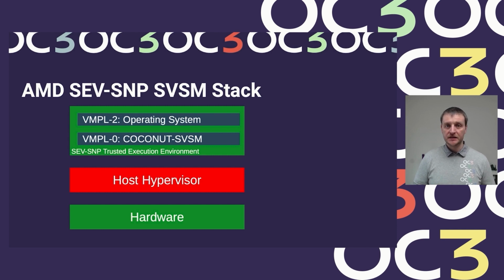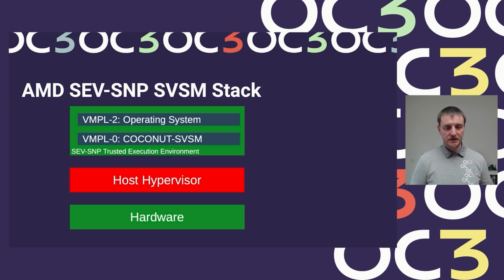Where does the SVSM fit into the virtualization stack, into the confidential virtualization stack? As you can see here, COCONUT-SVSM runs within the trusted execution environment. It runs there together with the operating system. For this setup to be secure, it needs another hardware feature that gives us memory separation within the SEV-SNP trusted execution environment. And that feature is called VM privilege levels.